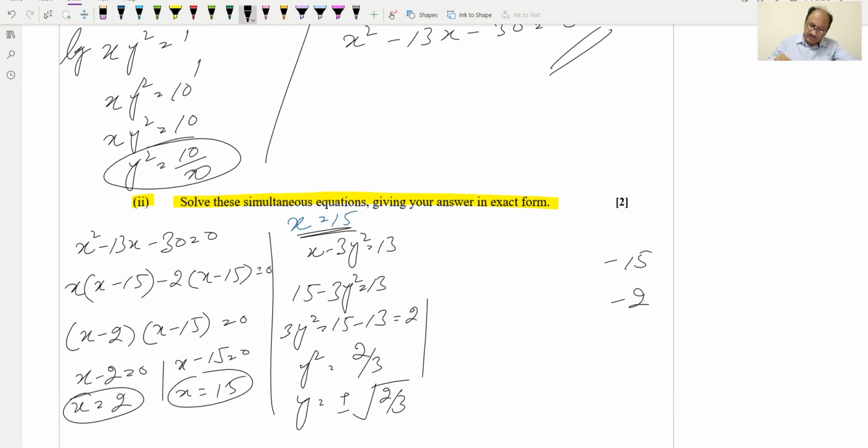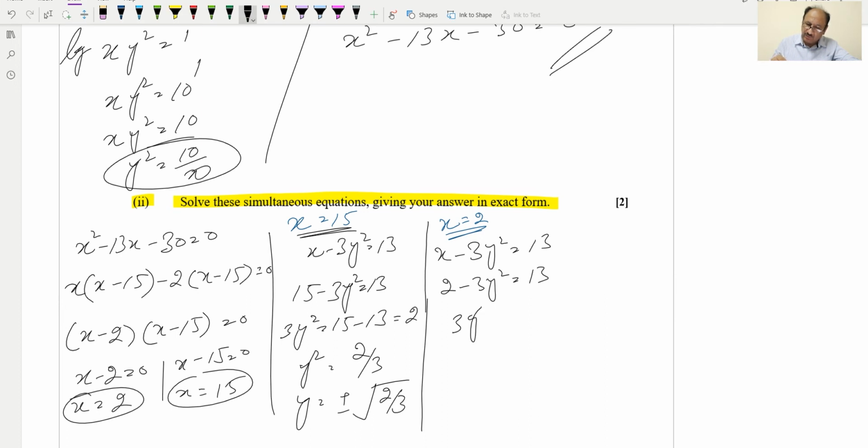Now we can replace the other value, which is x is equal to 2. So when we replace x is equal to 2, we will get x minus 3y square is equal to 13. So 2 minus 3y square is equal to 13, and we can erase this. So it will be 3y square will be equal to 2 minus 13.